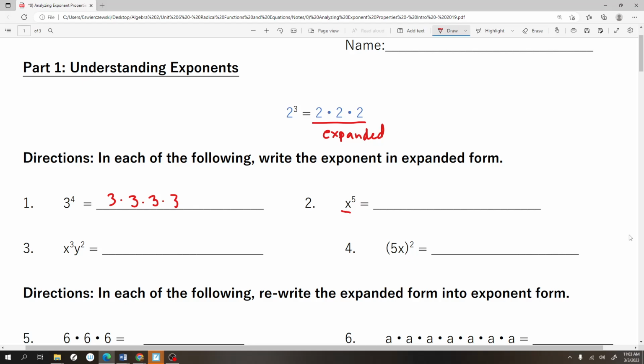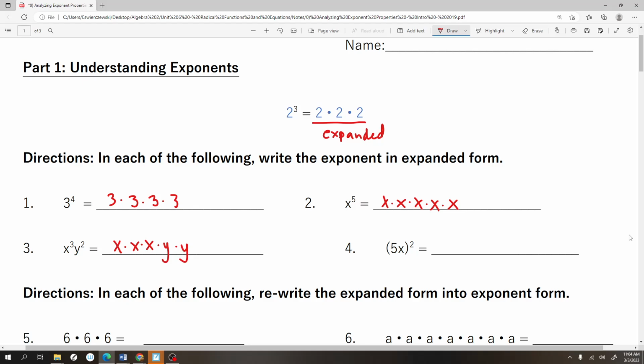Now I have a base that is a variable. It's okay, it still operates the same way. In expanded form, x to the 5th power is x times x times x times x times x. Let's go. Here in the next problem, I have 2 variables raised to 2 different powers. So in expanded form, it would be x times x times x, 3 times, and then y times y.